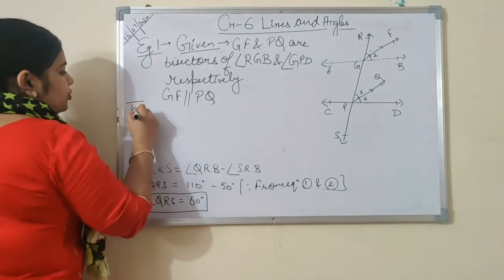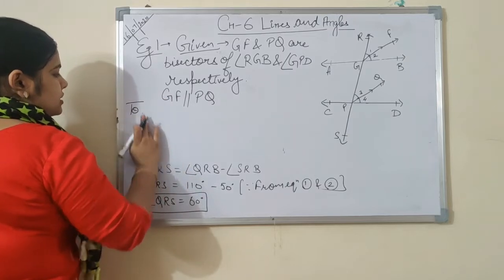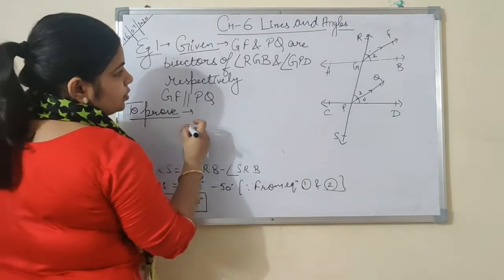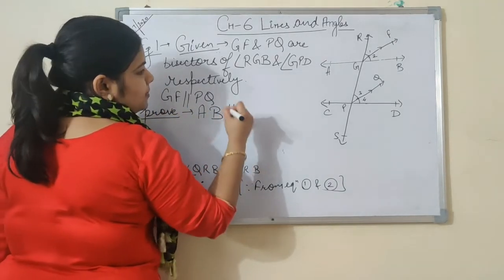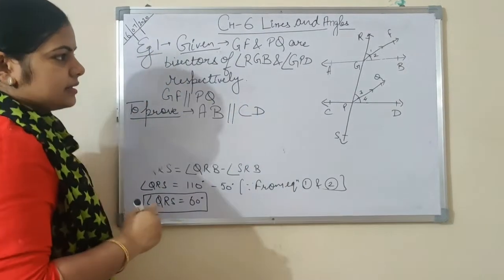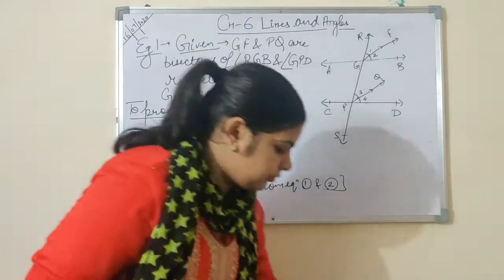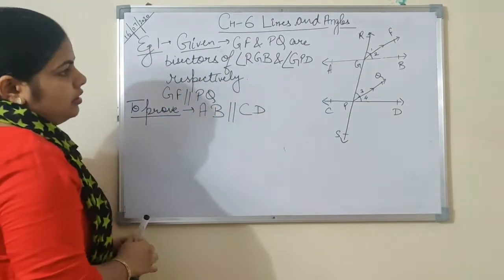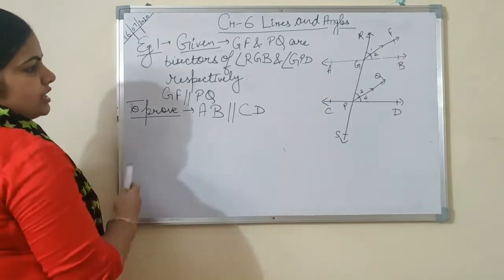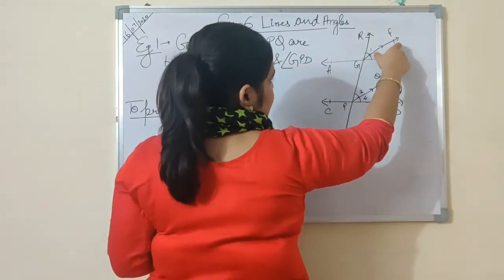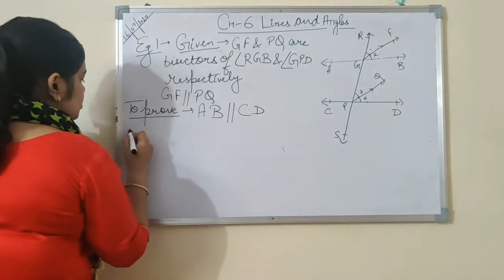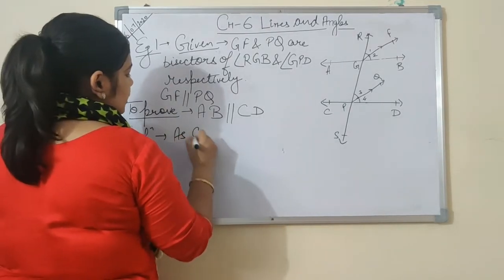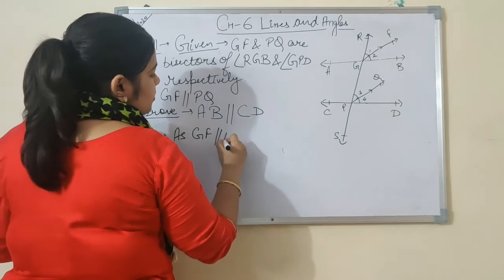Then what we have to prove? This time we need to prove that AB is parallel to CD. Is this clear? Now, for proving AB parallel to CD, I'm using these lines GF parallel to PQ. So, I'm writing here that GF is parallel to PQ.